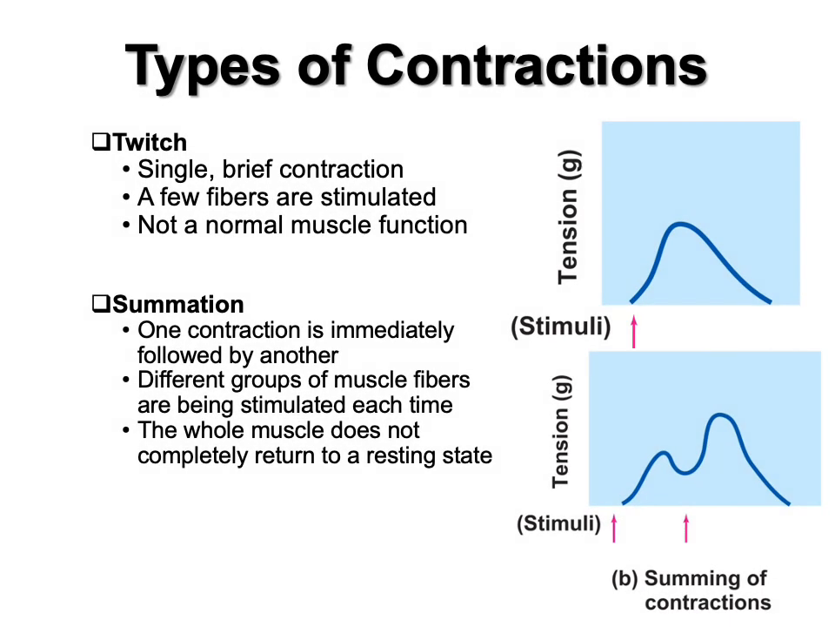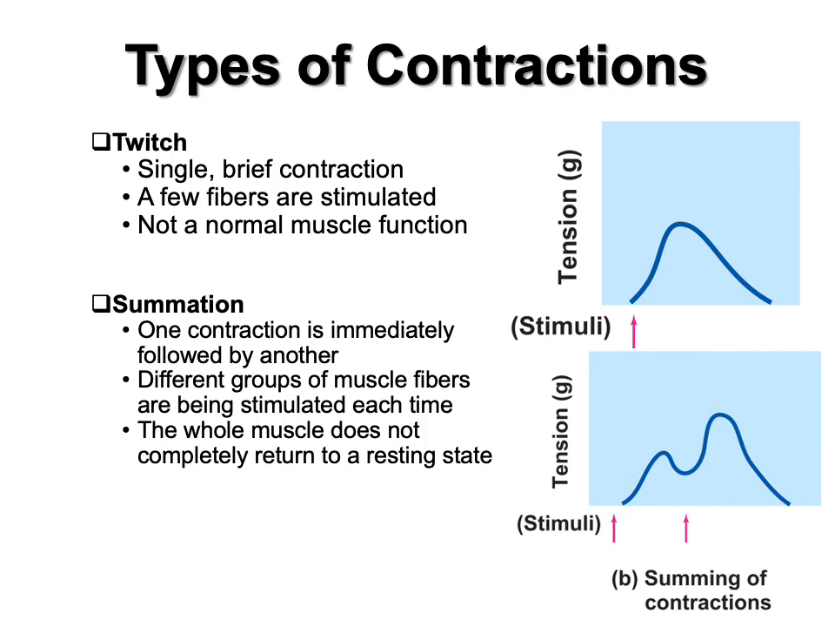Types of contractions. One's a twitch, a single brief contraction, a few fibers are stimulated, and this is not a normal function. I'm sure all of you have experienced once in a while you have a little twitch in your eye, and you know that's not normal. Something's going on, most likely upper cervical subluxation. It can be caused by stress, and it could just be an idiopathic cause. We don't know, but it's not normal. The muscles should not contract in the form of a twitch.